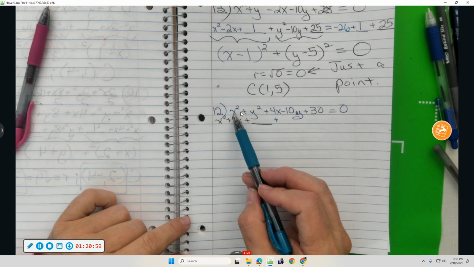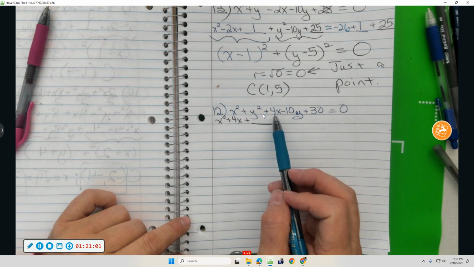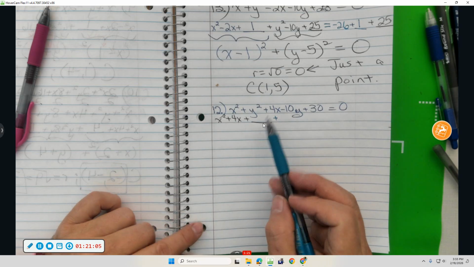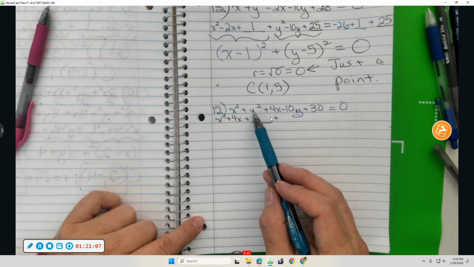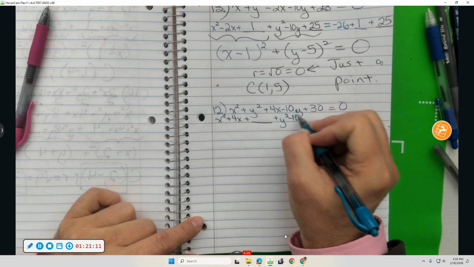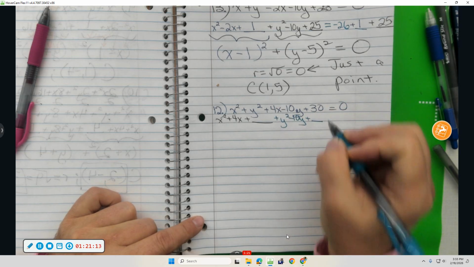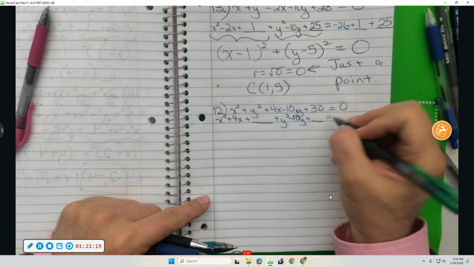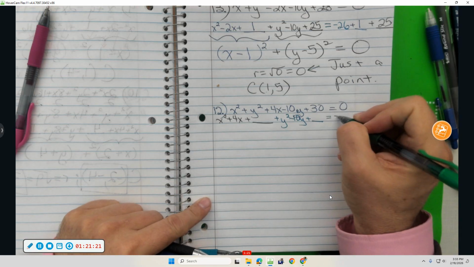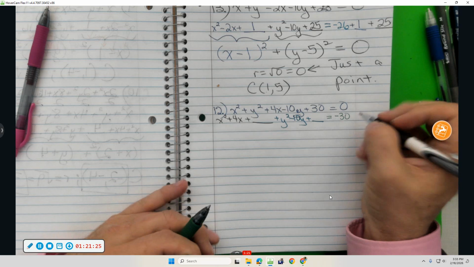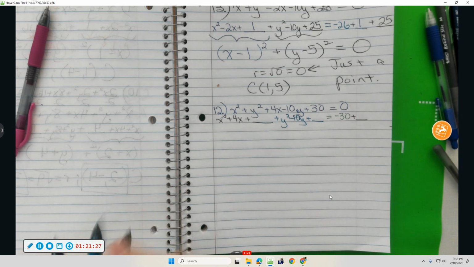Wait a minute. We've got to group the x terms together: x squared plus 4x, plus skip some space. Now we're going to group the y terms together: y squared minus 10y plus skip some space. What have I got on the right-hand side? Okay, I have that negative 30. I pick that 30 up and move it over. And I still have those two blanks that I'm going to have to fill in also.